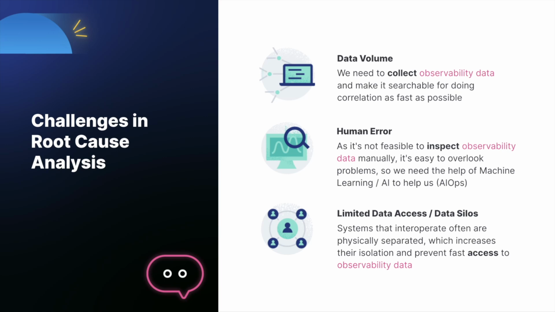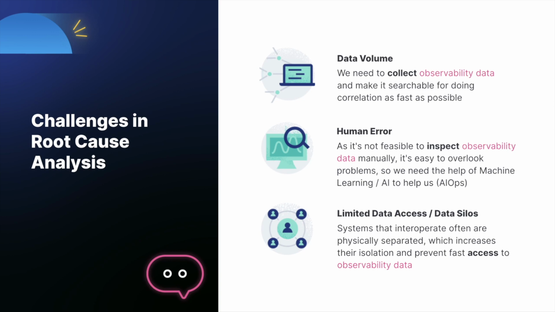And what are the challenges for doing root cause analysis? Maybe the top three are: first, data volume. We need to collect observability data for doing correlation as fast as possible. Second is human error. It's simply not feasible to inspect all this data fast enough, so it's easy to overlook problems. Machine learning can help here, and the application of machine learning is known as AIOps, as you probably know.